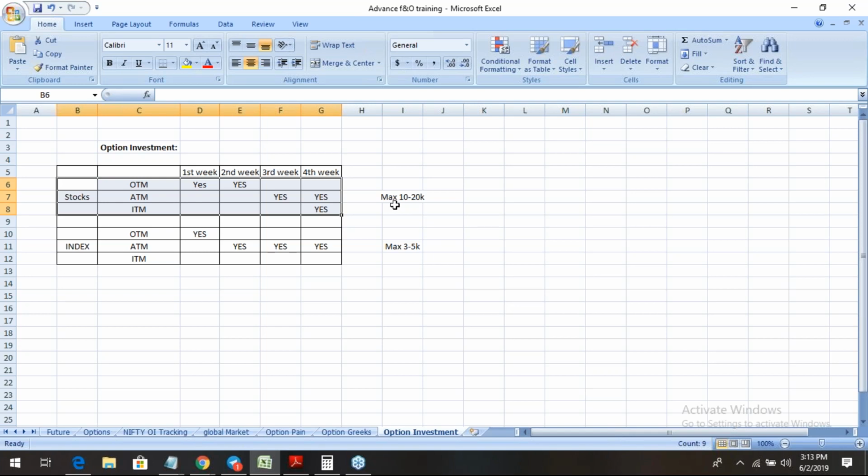If you are buying any call or put, you have to buy in a range of 10,000 to 20,000 max. Don't invest more money in one lot. I'm talking about one lot. Okay. If you want to buy a stock option, for example Reliance, HDFC, whatever, SBI.